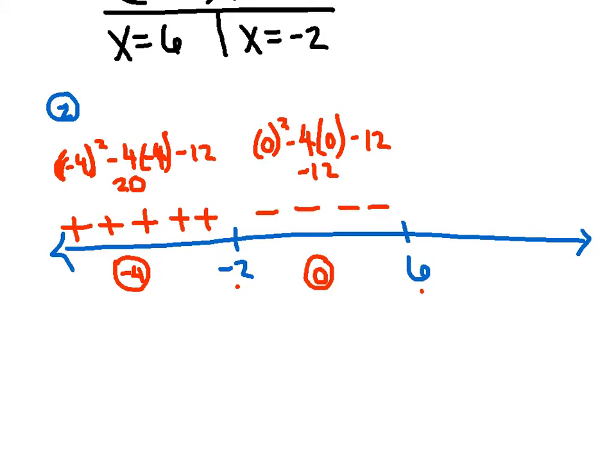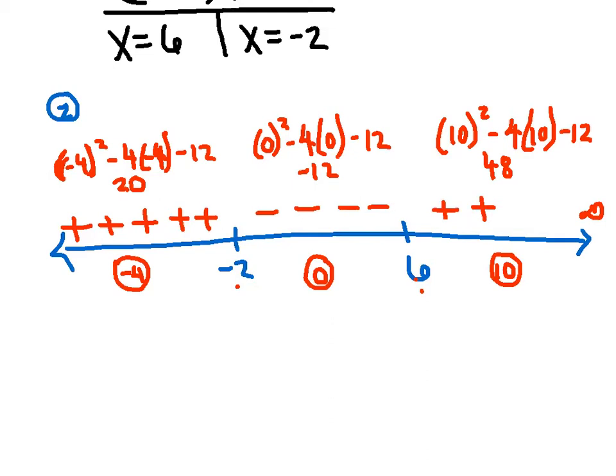Last but not least, our third interval starts with 6 and ends with positive infinity. I'm going to pick a 10. A 10 is always a nice number to work with. 10 squared minus 4 times 10 minus 12 gives me 48.